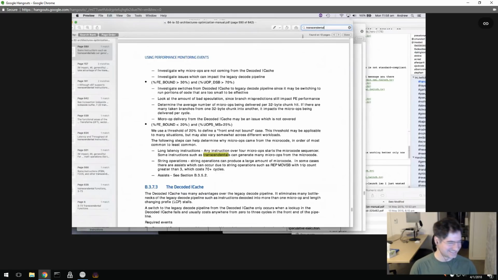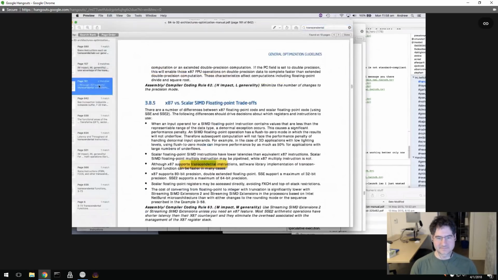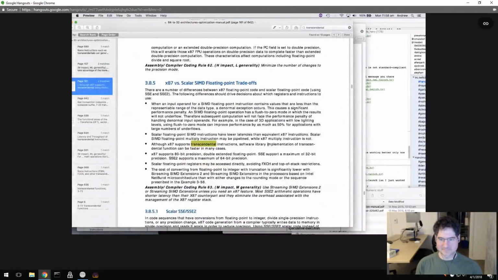That's awesome. Here we go. This is the quote I'm after. This is from the optimization network. Although x87 supports transcendental instructions, software library implementation of transcendental functions can be faster in many cases. So there you go. That's why we're doing it.